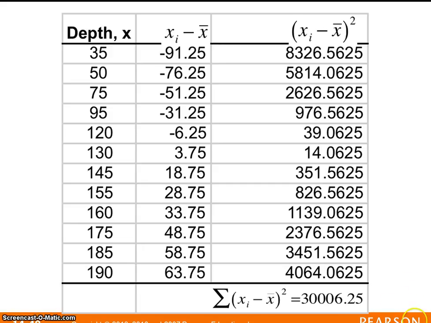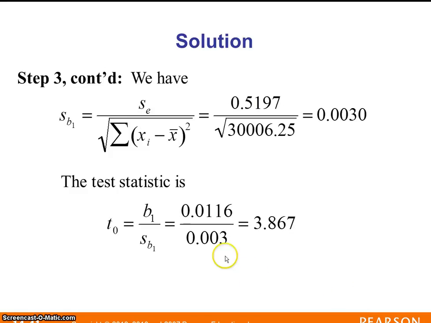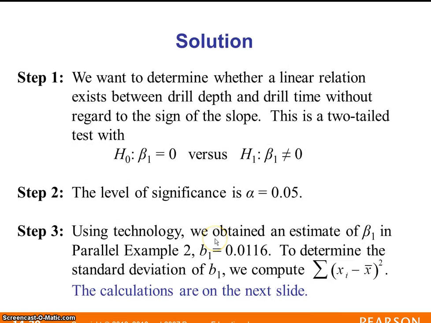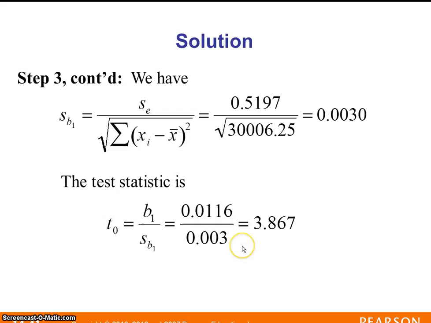So you'll calculate this, and then S sub B1 will be the standard error of the estimate divided by the square root of the differences that we calculated earlier. That will give you 0.003. So plugging into the statistic we were talking about earlier, we already calculated B sub 1, and that would give you 3.867 for the calculated T sub 0 value.